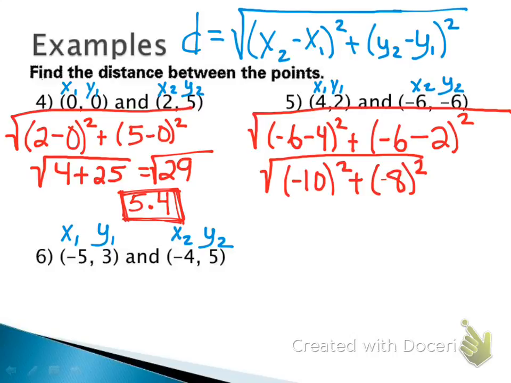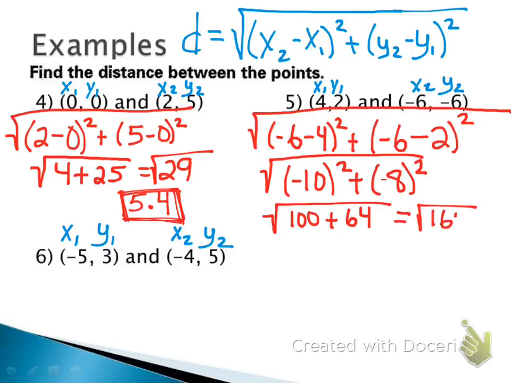If you're using the calculator, put the parentheses around it. -10 squared is -10 times -10. So should that be a positive or a negative 100? Positive. Same thing back here. We have -8 squared. So should that be 64 or -64? 64. Good. Anytime you're squaring these, they should be positive. If you end up with a negative under your square root, you probably just made a sign error and you need to go back a step.